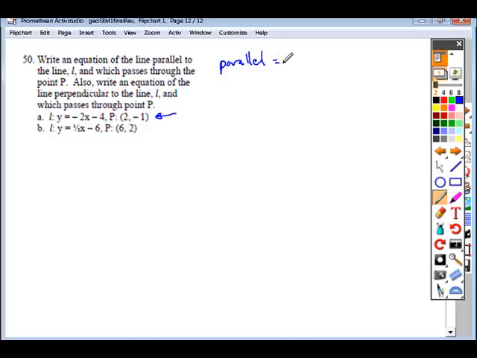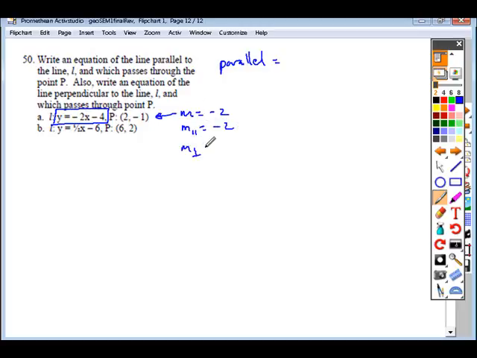Okay, so in order for lines to be parallel, what do you know about their slopes? Slopes are equal. So if we take this first equation, here's the equation, y equals negative 2x minus 4. What is the slope of that equation? Negative 2. Therefore, the slope of the parallel line will be negative 2.